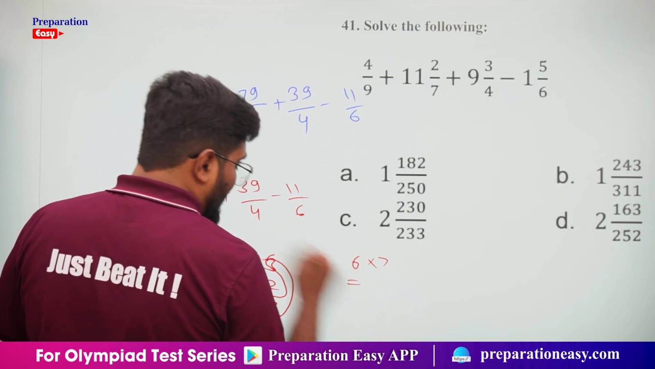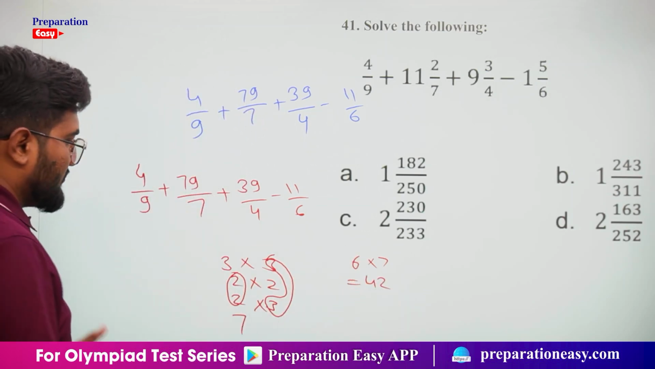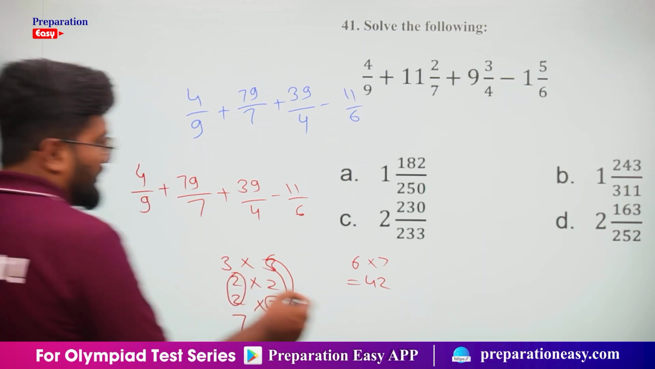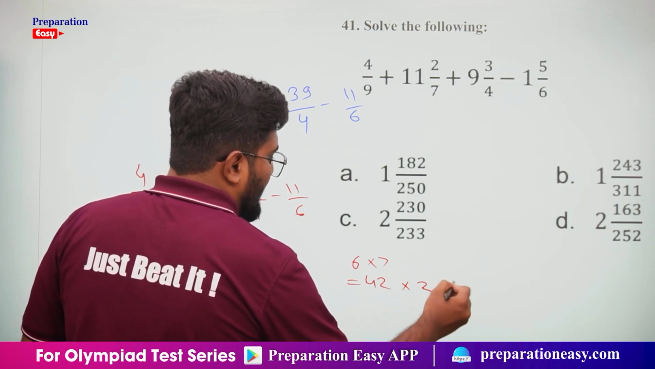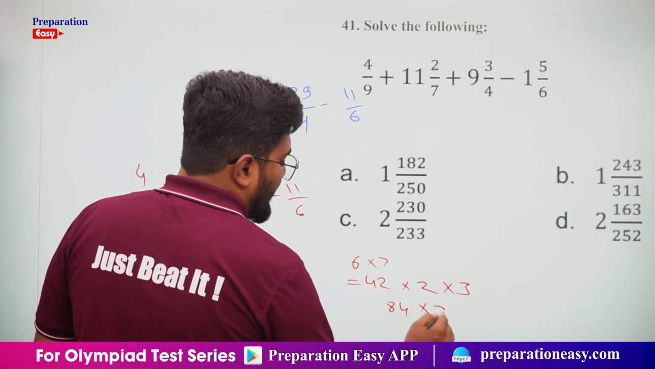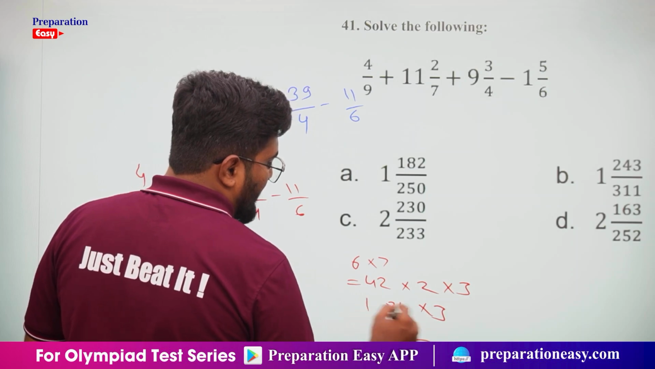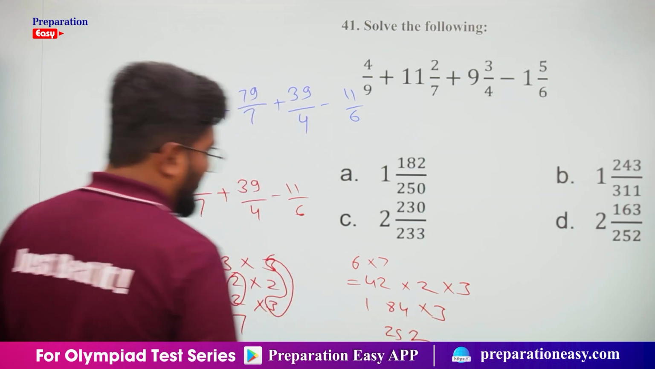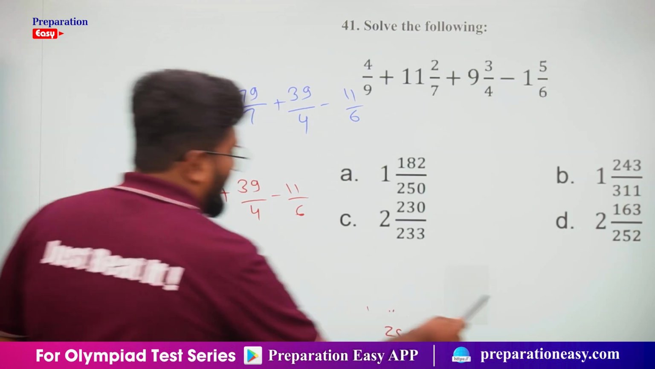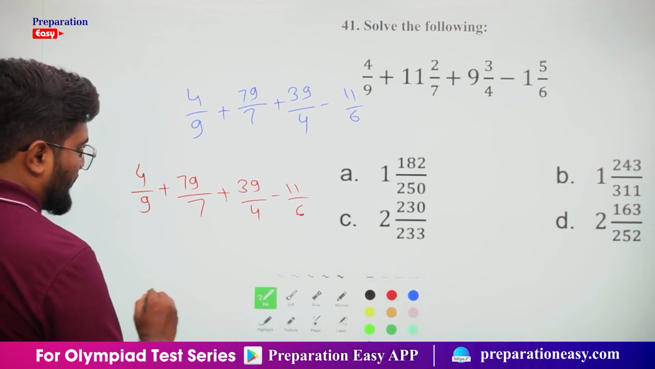3 twos are 6. 6 sevens are 42. So 42 into 2 into 3. 42 twos are 84, 84 into 3 is 252. So 252 will be the denominator. The common denominator will be 252.